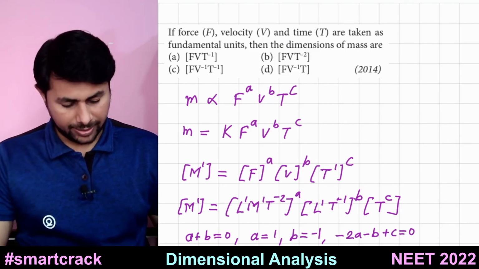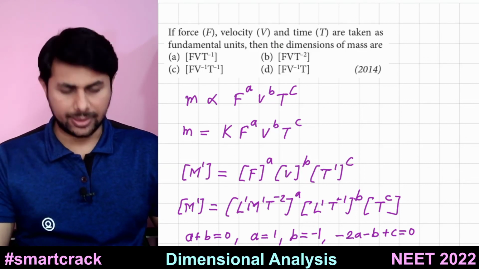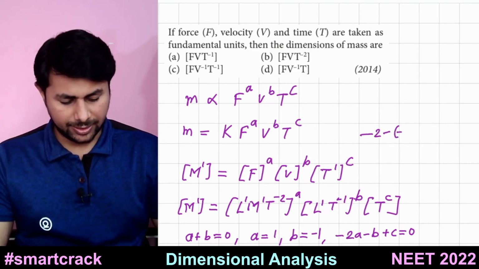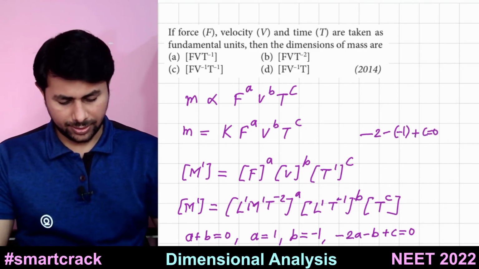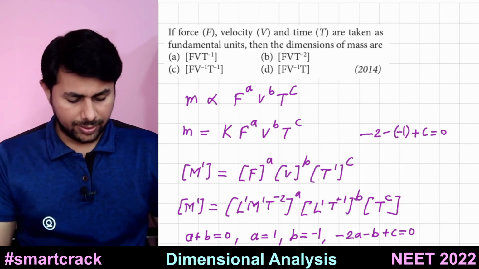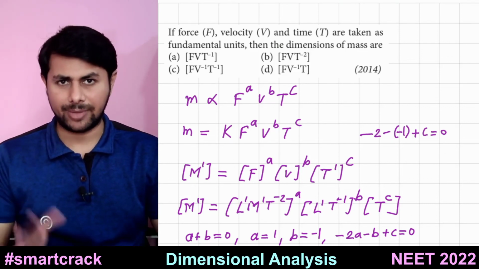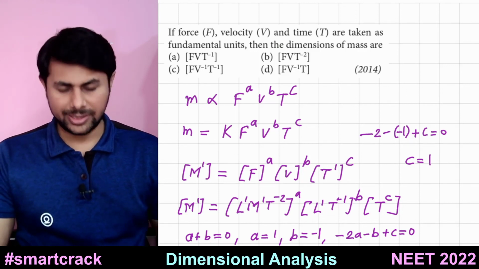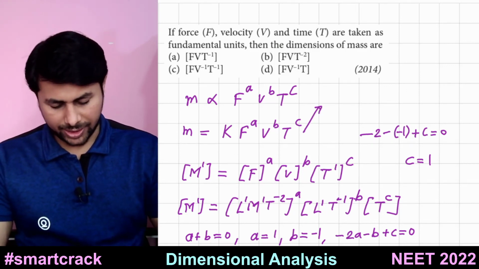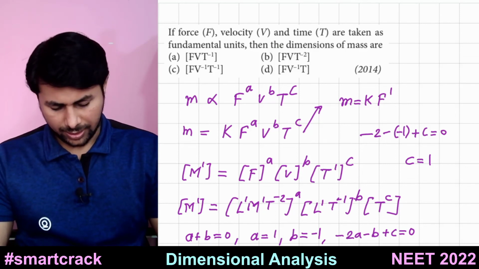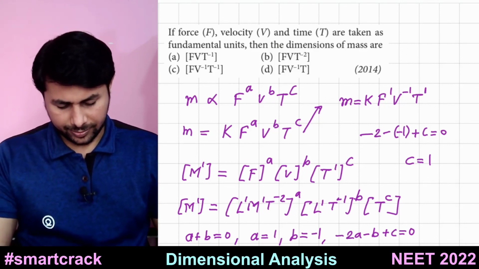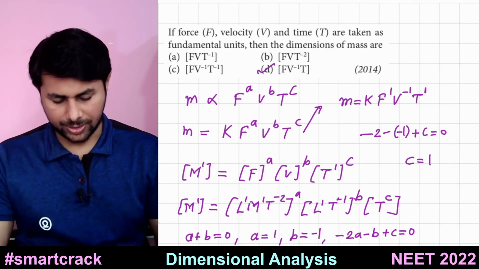So let's substitute values of a and b. So it is minus 2a, that means minus 2. Okay, so it's minus 2, and minus b is minus 1. Okay, plus c equals to 0. So minus minus plus, so it is minus 2 plus 1, that's minus 1. Okay, minus 1 plus c is equal to 0, that gives c is equal to 1. So let's substitute that back. So we get what? From this relation, m is equal to some constant times F raised to 1, V raised to minus 1, and T raised to 1. So which is the answer? I guess answer is option D.